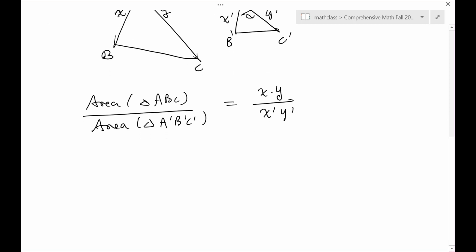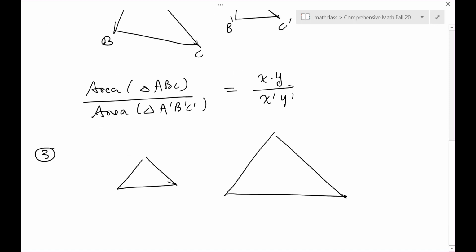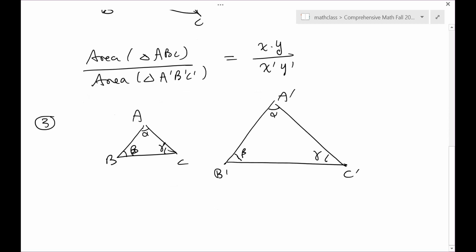Okay, one more comparison. So these are two triangles. Now this time the two triangles are similar. Okay, they're similar, A, B, C, and similar means here's alpha, then this is alpha. That's a beta, that's also alpha. That's a beta. Okay, and that's gamma, and that's gamma. So if we have A prime, B prime, C prime, these two triangles are similar.